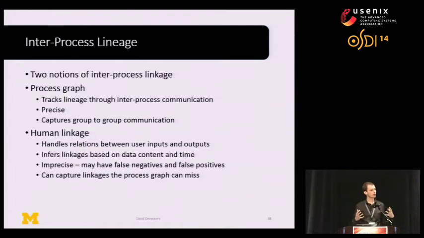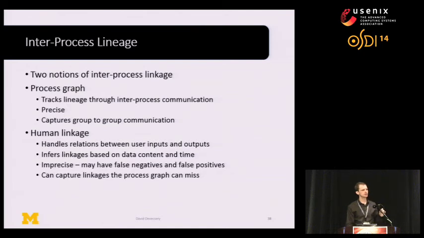Arnold also must handle querying between processes in this inter-process linkage. There are two notions of inter-process linkage within Arnold. First is the process graph. I've already told you how we store the process graph and how it manages communication between processes. Arnold uses this to track communication between process groups. But Arnold can do better.